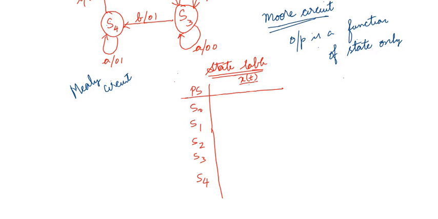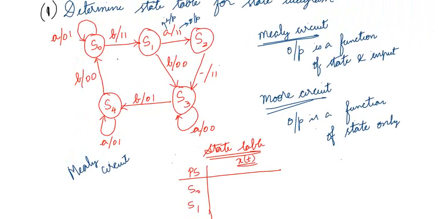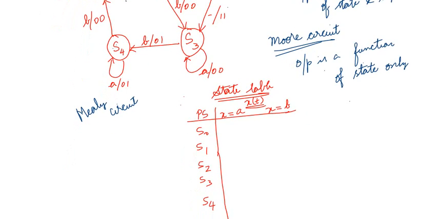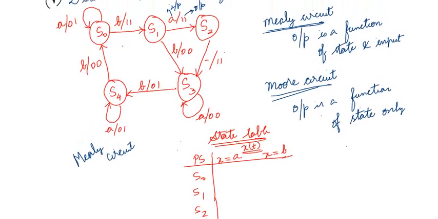Similarly, what are the possibilities for the input before the slash? We have A and B. So the input, that is x, can take 2 values: one can be A, another can be B. Here we have taken the present state, and here we have taken the inputs. Now from the state diagram, we can fill the state table.